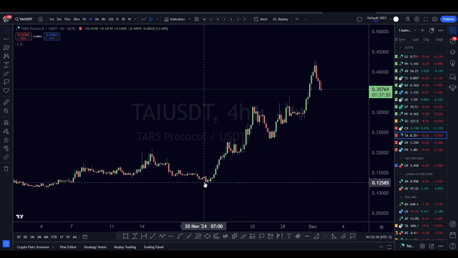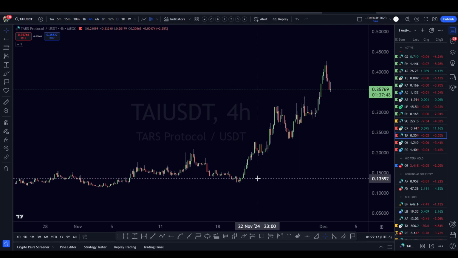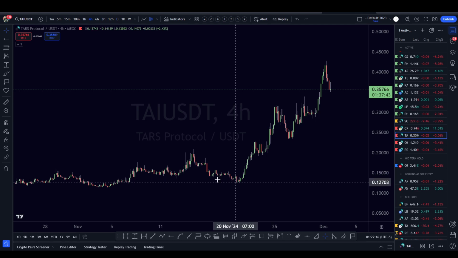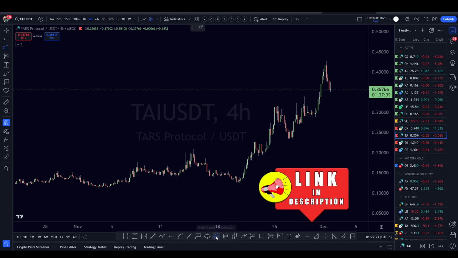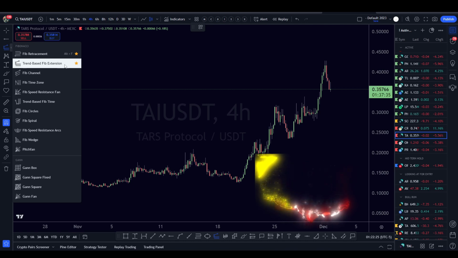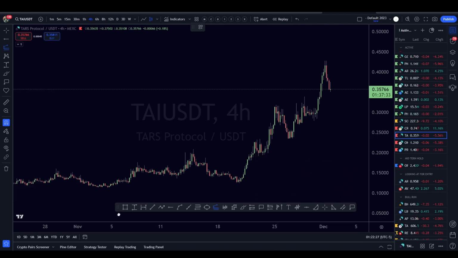We can use a few different tools. In my opinion, I believe the best one for this case would be our fib extension. Make sure our magnet tool is on. Come over here to the fib extension. If you notice on the left-hand side, it turns blue. So you can see where I have it at. Since I have it starred, it's on my floating toolbar.